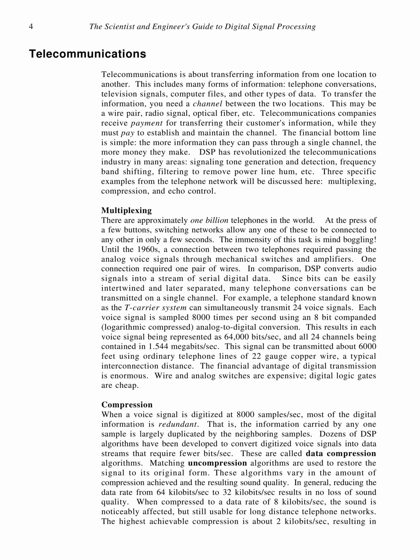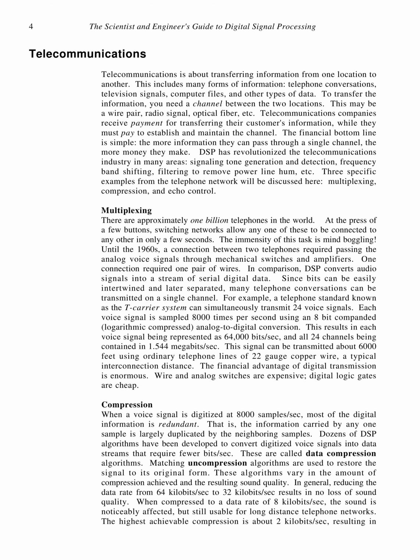Until the 1960s, a connection between two telephones required passing the analog voice signals through mechanical switches and amplifiers. One connection required one pair of wires. In comparison, DSP converts audio signals into a stream of serial digital data. Since bits can be easily intertwined and later separated, many telephone conversations can be transmitted on a single channel. For example, a telephone standard known as the T-carrier system can simultaneously transmit 24 voice signals.